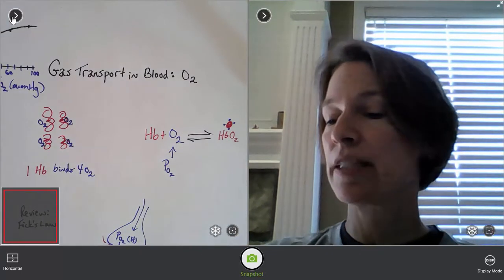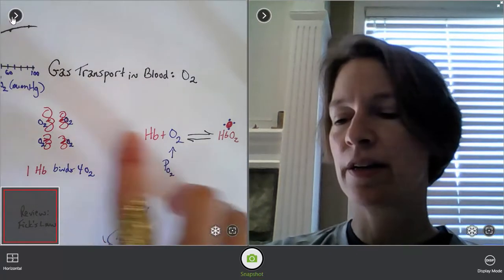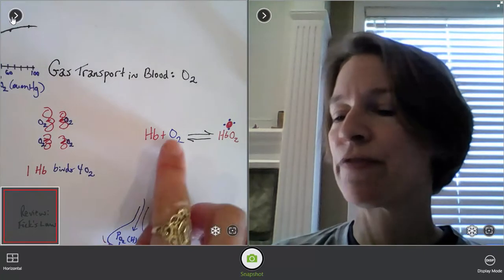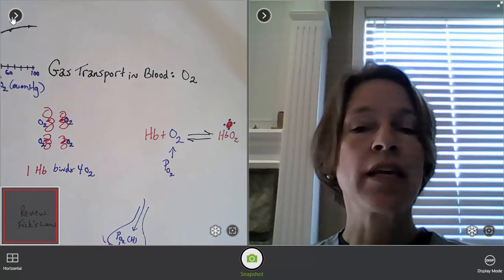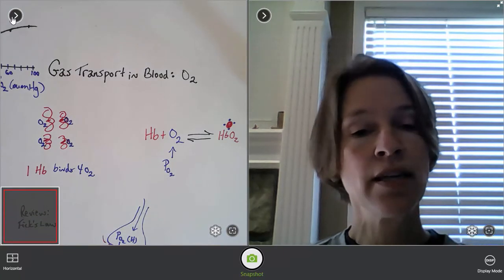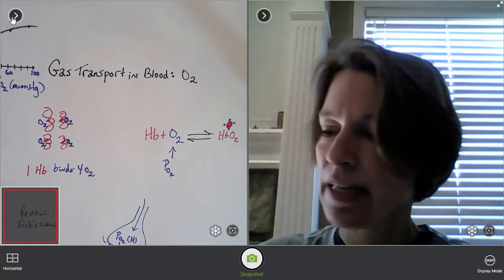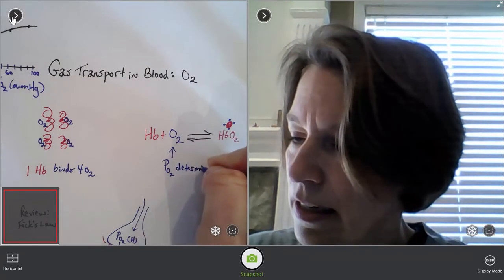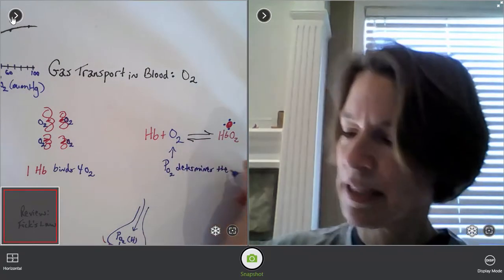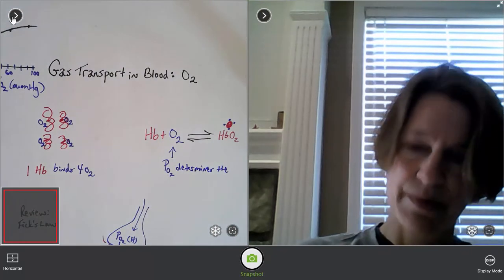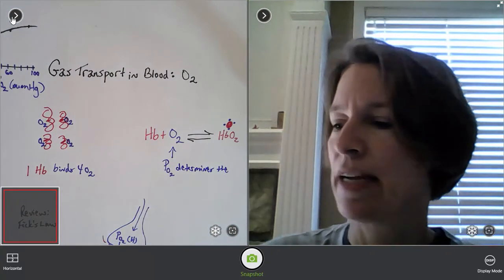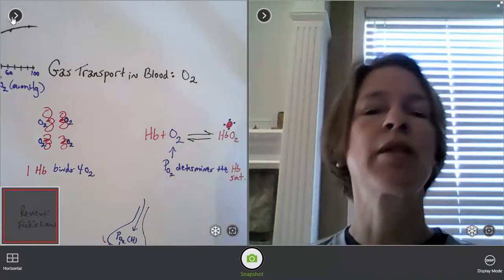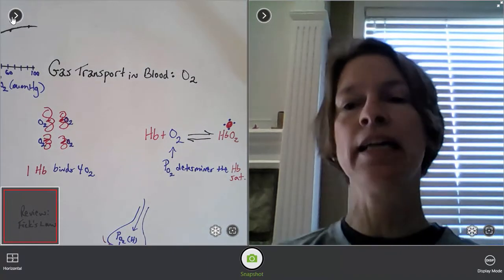If you increase the PO2, according to the curve over here, you will increase the binding or shift to the right. So the amount of hemoglobin that binds, I'm going to say the PO2 determines the hemoglobin saturation, which is over here, what you're seeing on the right. And we always give hemoglobin saturation as a percent.